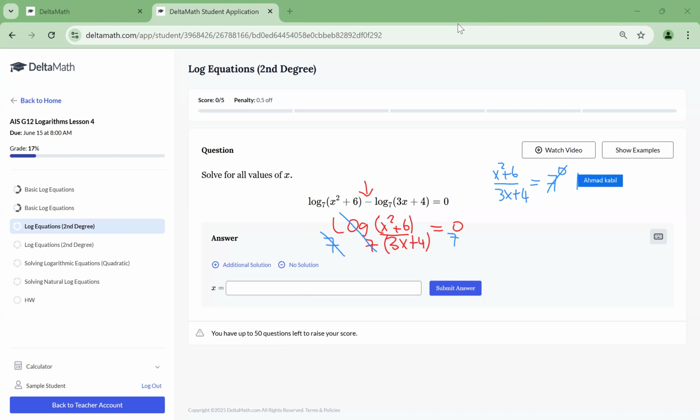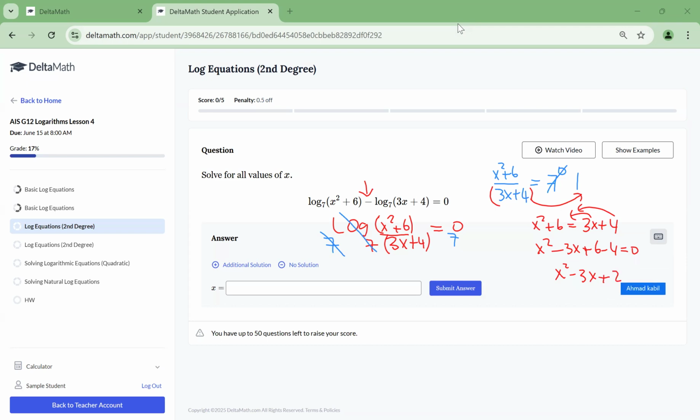You can take the denominator to the other side. So we have x squared plus 6 equals 3x plus 4. You can take everything to the left. So we get x squared minus 3x plus 6 minus 4 equals 0. This becomes x squared minus 3x plus 2 equals 0.